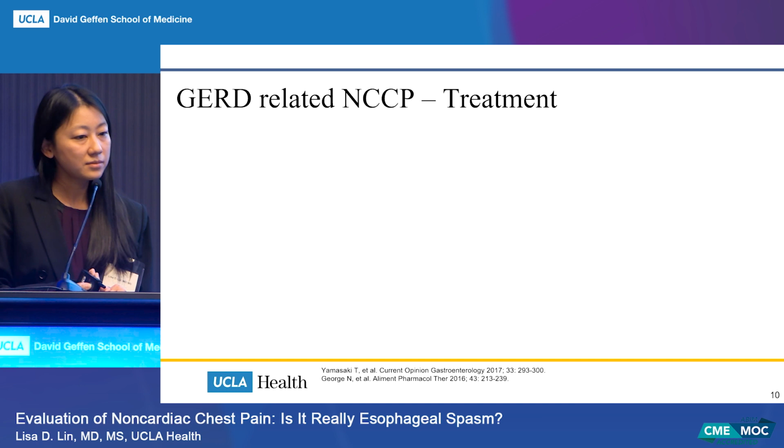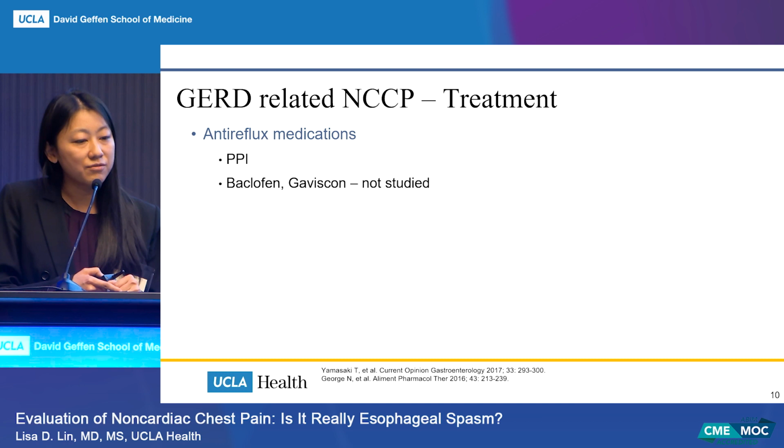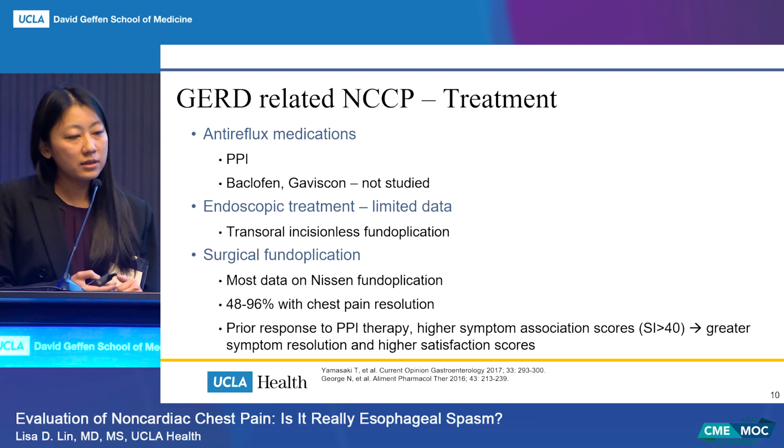So let's say you think that this person has GERD-related non-cardiac chest pain. How do you treat it? So definitely you have your choice of anti-reflux medications, PPI therapy, H2 blockers. Baclofen and Gaviscon have not been specifically studied for non-cardiac chest pain, but definitely they're safe. They can be effective. You can definitely feel free to use them. And then if medications are not helping, you have your options for fundoplication treatment.